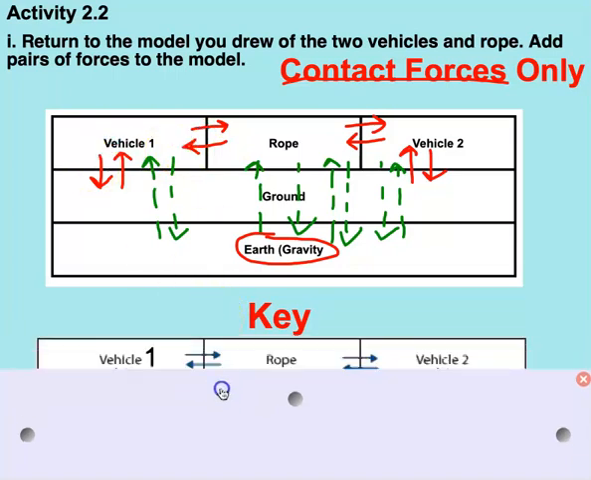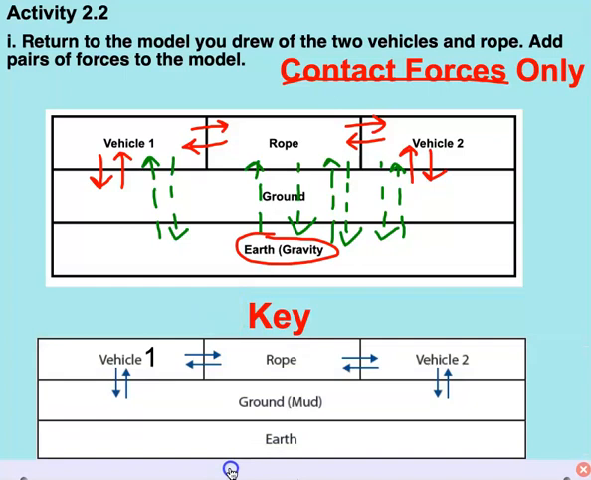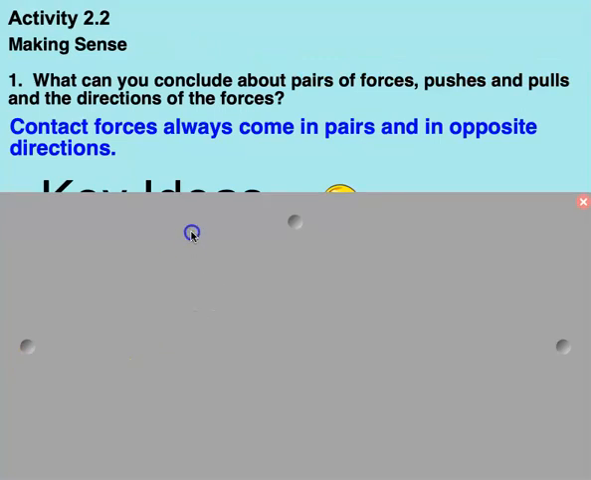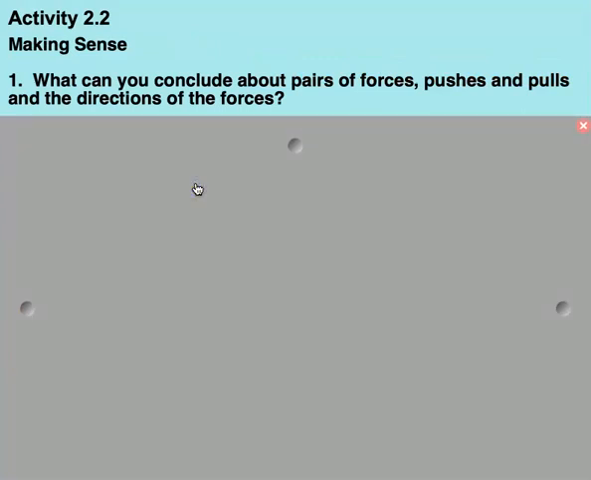So if I put the answer key up, you had all those first ones. And then we drew in those dashed arrows, which you don't have to have yet, but I just wanted to fully explain that. So here's our last question. What can you conclude about pairs of forces, pushes and pulls, and the directions of forces?